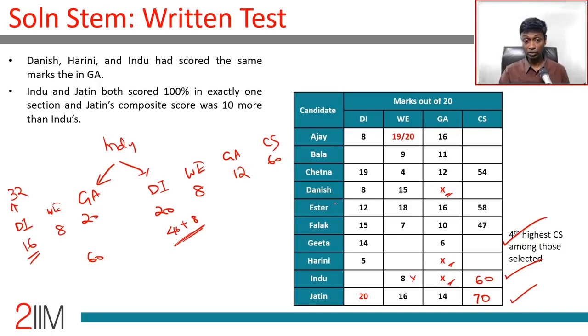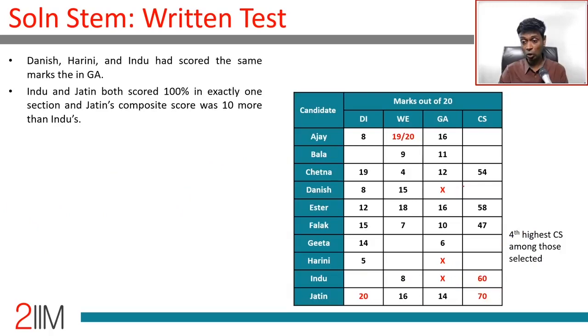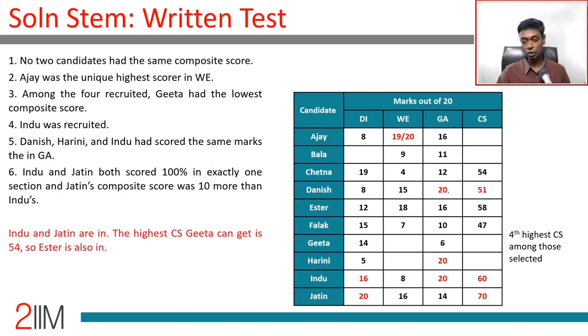Now remember, we know that Indu got selected. With 28 and 12, she cannot get selected. But there are 2 sections below 14. So this possibility is ruled out. This one works. Brilliant. So this should be 20. This should be 16. This is 20. This is 20. We're filling in quite a lot of data points. So let's fill all those in. 20, 20, 20, 16, 20, 70, 60.